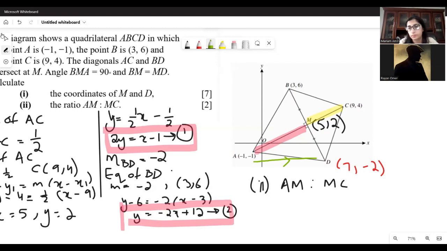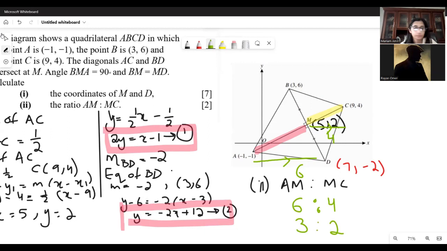A to M towards the right. Miss, towards the right 6. Yes, 6. And what's the unit movement from M to C towards the right? 4. Yes, 4. Okay. So it's therefore going to be 6 comma 4. I think it's just going to be 6 ratio 4, which becomes 3 ratio 2.